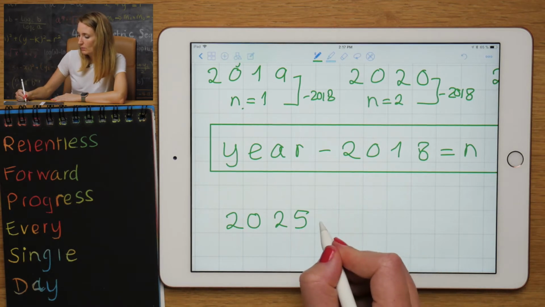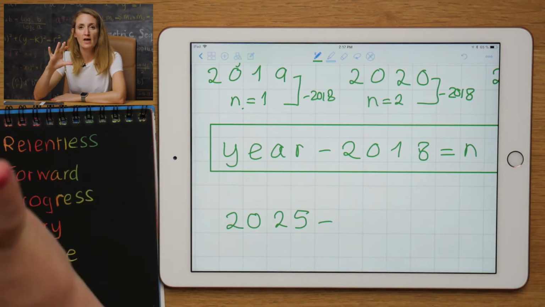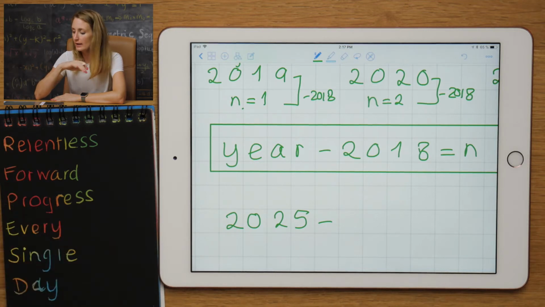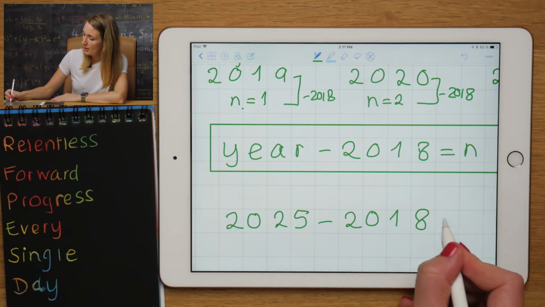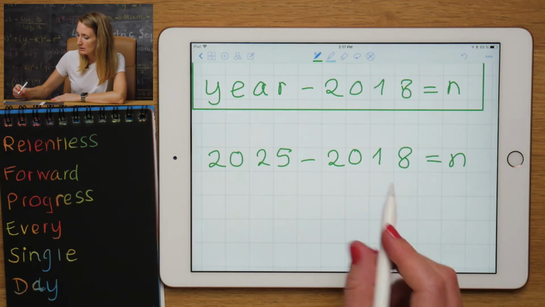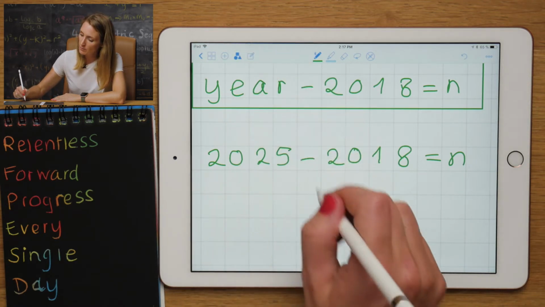2025. We need to know the corresponding n, because our formula is for U and for S, so all in terms of n, not year. So 2025 minus 2018 would be the n, and that's going to be 7. So this will be the 7th year after the project starts.